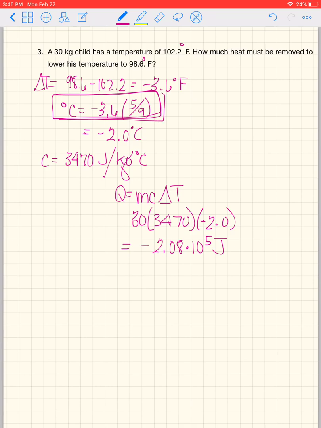Again, if you're confused about how I just was able to use the ratio instead of adding or subtracting 32, let me know, and I'm happy to show you that. But when I'm trying to convert change in temperature in Fahrenheit to change in temperature in degrees Celsius, I just use the ratio rather than the plus or minus 32 added on to it.